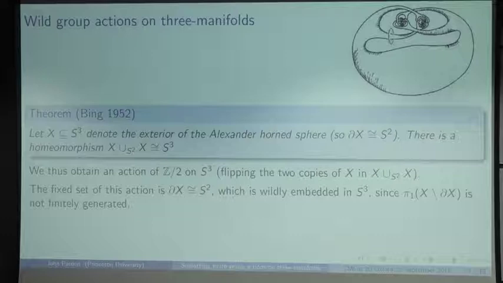There's nothing wild about that. But it's wildly embedded in S3. The complement has infinitely generated fundamental group because it's just two copies of the exterior of the Alexander Horned sphere. Okay. Well, on the other hand, if you have a smooth involution, the fixed set is always a smooth submanifold, which has reasonable complement. Okay, so that's what I just said. This action is therefore wild.